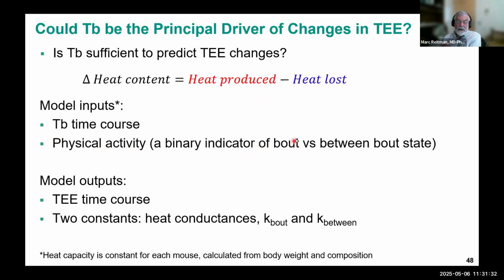And the reason it's important to have bout versus between bout is it turns out that there's a state change in the energy physiology. During a bout, you change the body conductance, and the bout and between bout conductances are different. So the model output was based on the body temperature time course. You determine an energy expenditure time course, and the physical activity allows you to fit it with two different heat conductances.